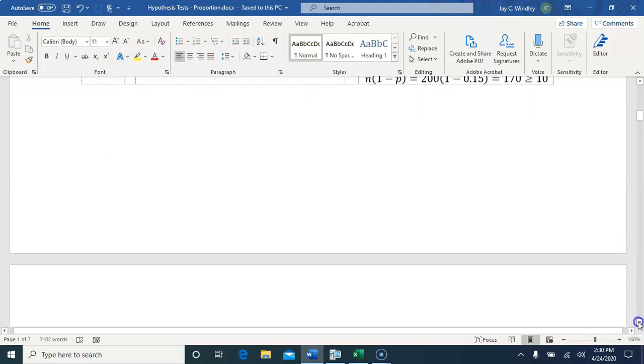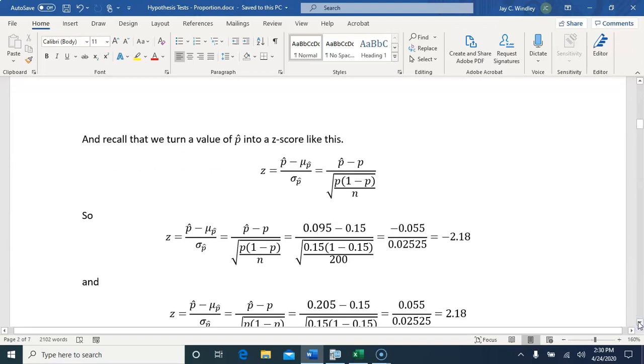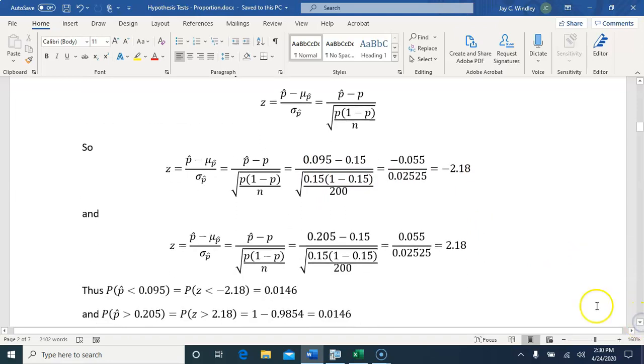And remember, we had a z-score formula for turning a value of p hat into a z-score. So the p hat of 9.5%, or 0.095, we turn that into a z-score. And the other p hat going the other direction, this is not from our sample, but remember 20.5% is just as far away from 15% as 9.5% is. So we turn that into a z-score, that's positive 2.18. The probability of a p hat less than 0.095, which is the probability of a z less than negative 2.18, is 0.0146. And greater than 20.5% is also 0.0146.